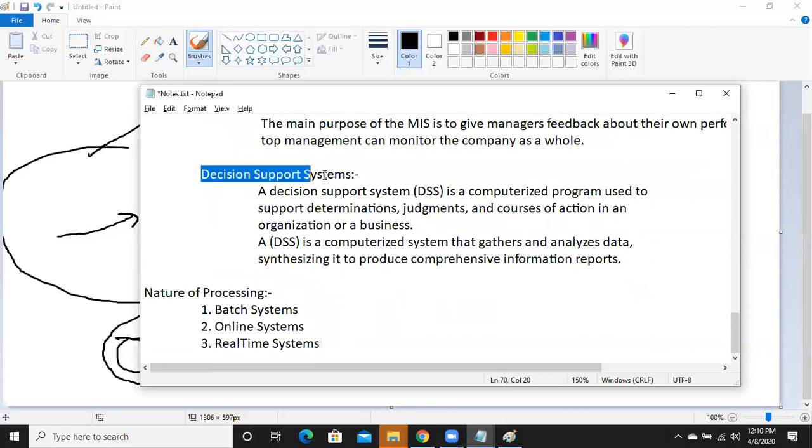Okay, and what is the meaning of decision support system? Further, we have decision support system. So decision support system is basically also an information system, because it is a part of it. Now decision support system, basically what does it do, it provides judgments. Judgments means it provides predictions. Okay, decisions based on the past data.